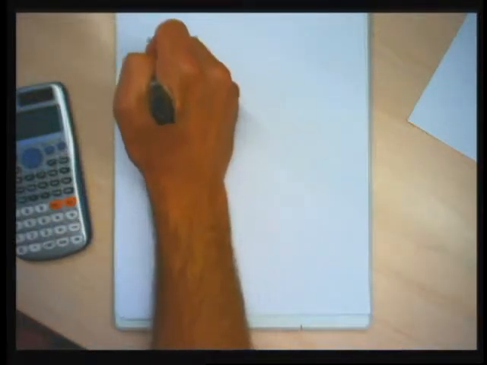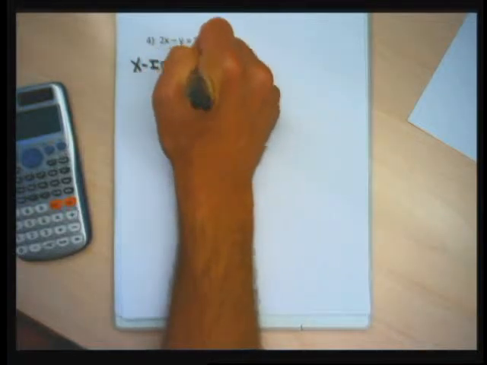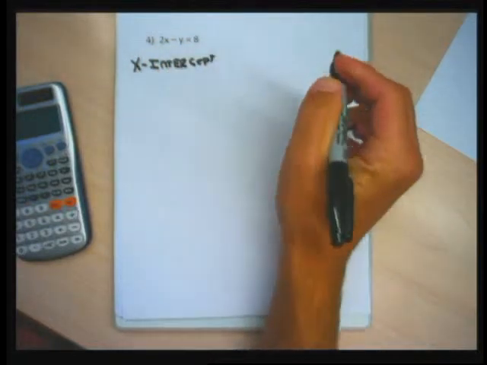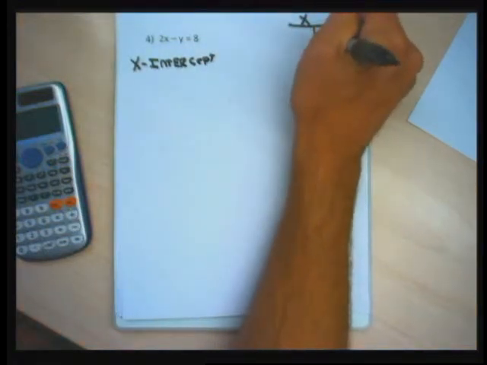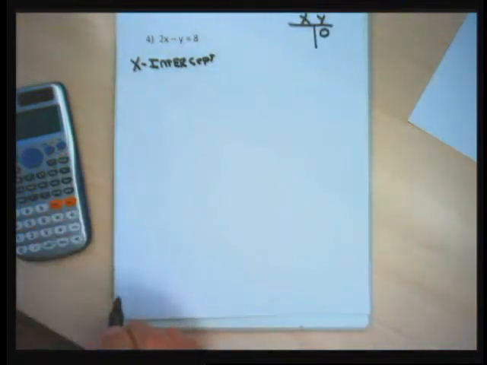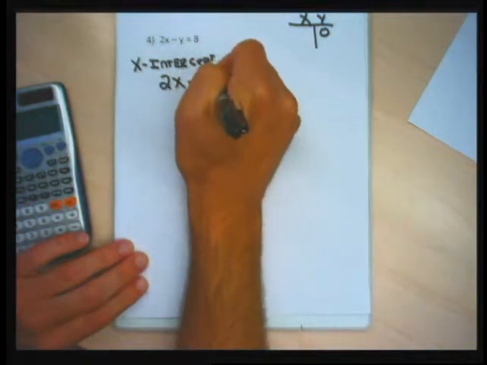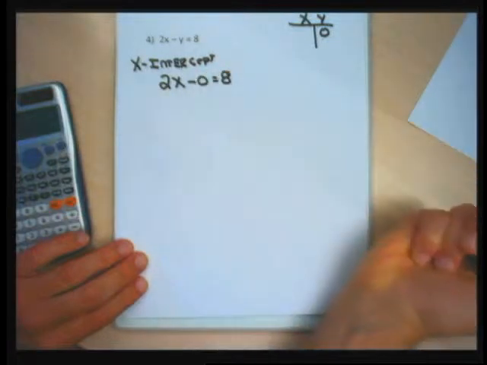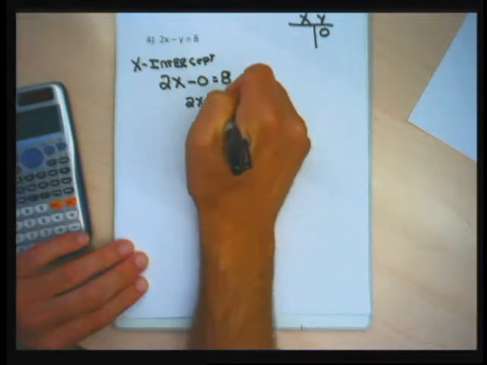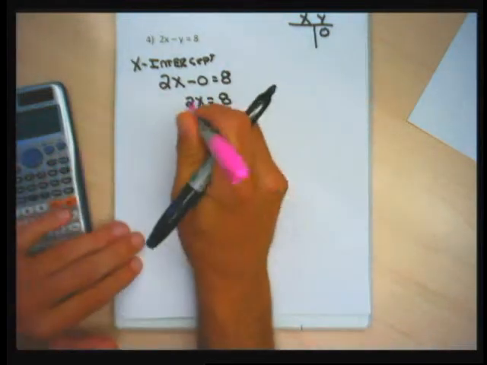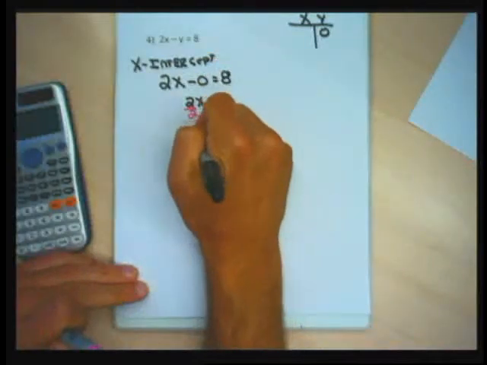I'm going to find the x-intercept. It's going to be a point. To find an x-intercept, you plug 0 in for y, and you solve for x. So I'm going to go 2x minus 0 equals 8. The minus 0 part goes away. This left side simplifies to 2x equals 8. I divide both sides by 2 and get x equal to 4.